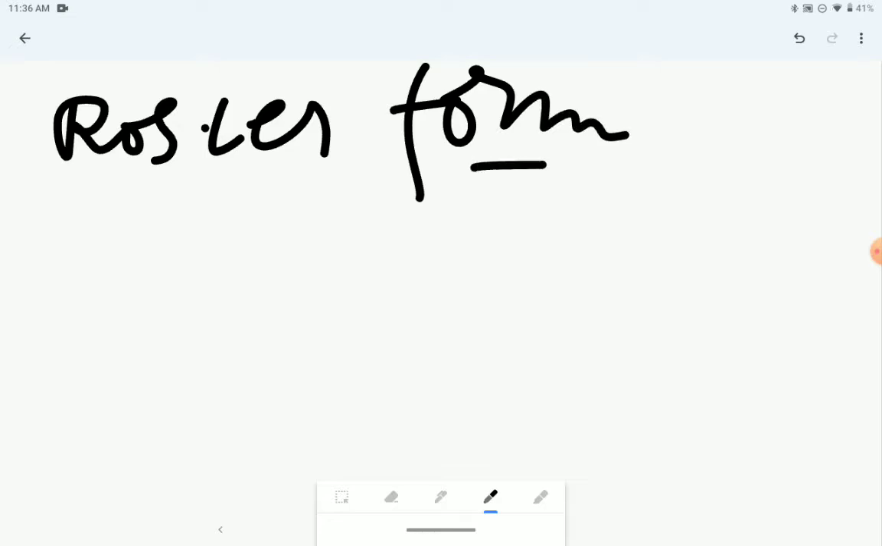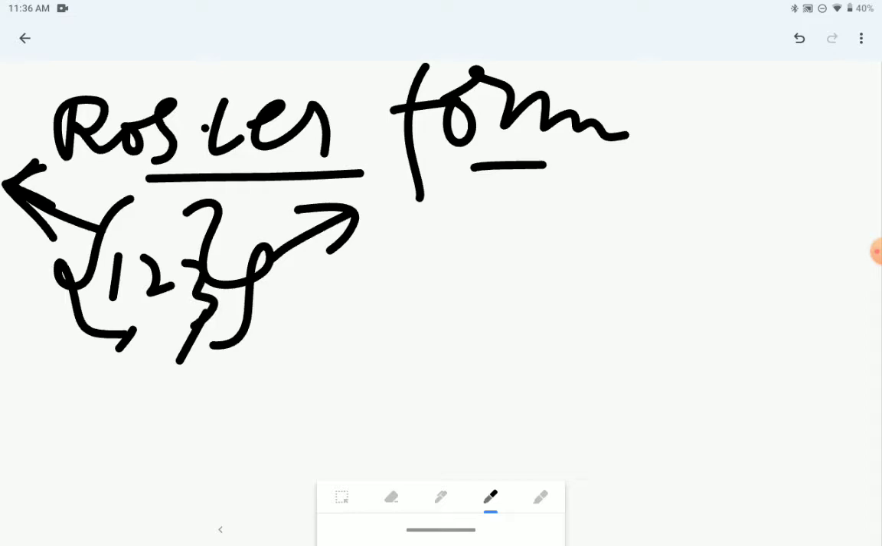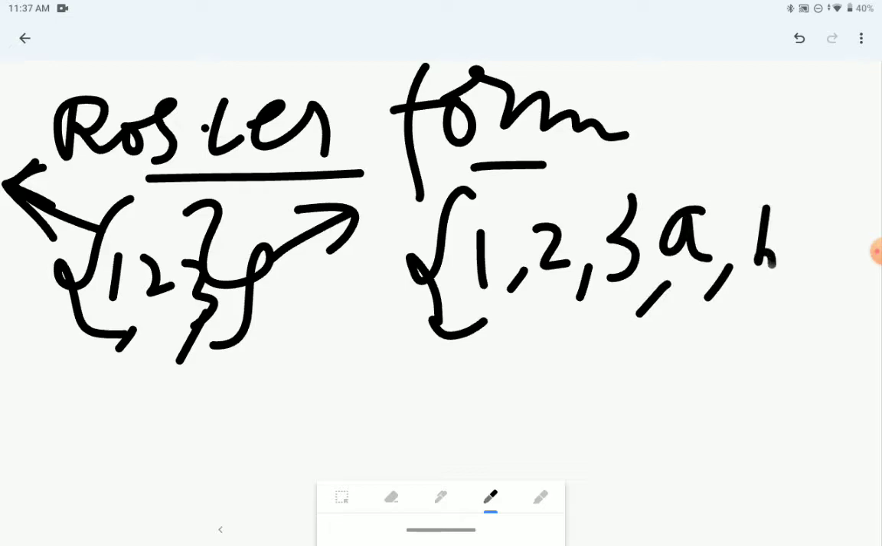Now roster form. I'll give you a quick revision so that we will be completing most of the topics. Roster form is where elements are separated by commas and enclosed within braces. These are called flower braces or flower brackets. Suppose 1, 2, 3, let's take a, b, etc. Here it is a set of some 5 elements. Here elements are separated by commas and enclosed within these flower brackets.